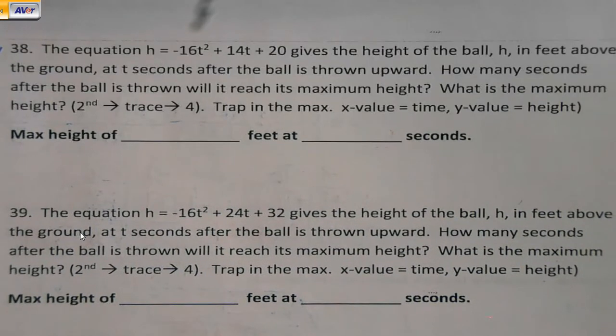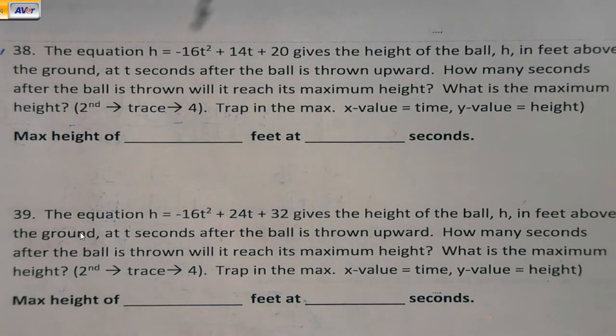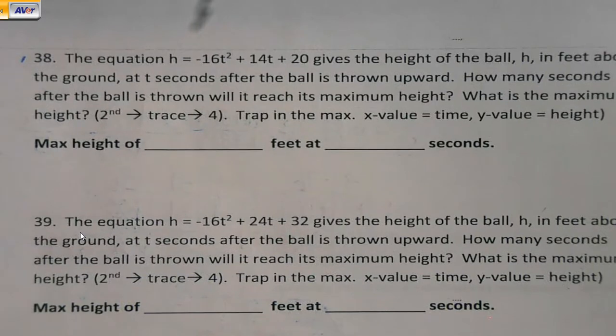This is back a little ways when we were doing our maxes and mins with our parabola. The equation gives the height of the ball in feet above the ground at t seconds after the ball is thrown upward. How many seconds after the ball is thrown will it reach its maximum height? What is the maximum height? And I give a hint in here on how to do this.